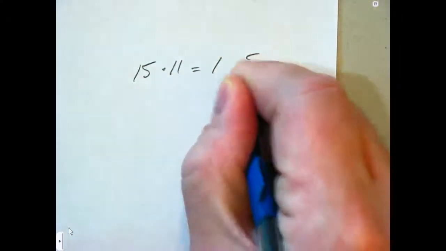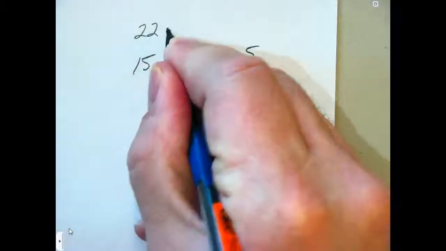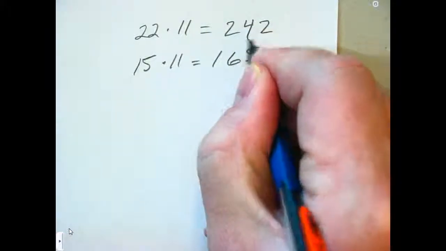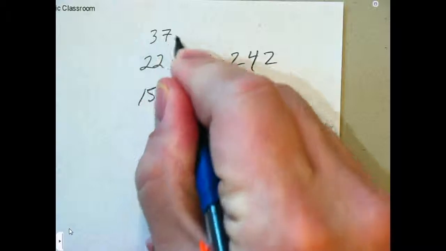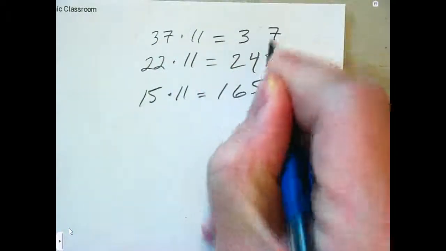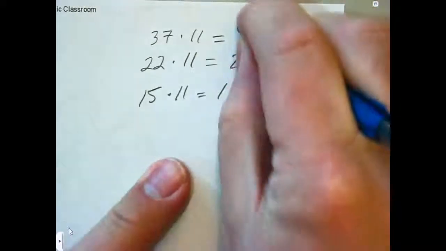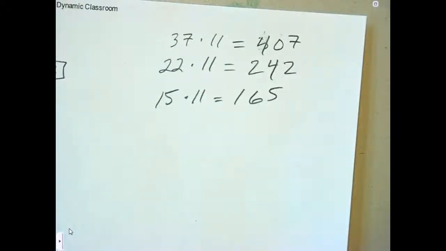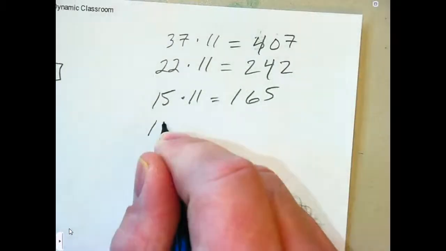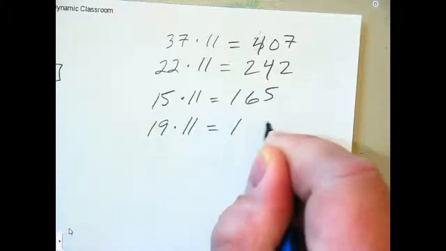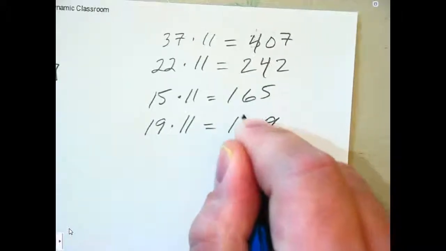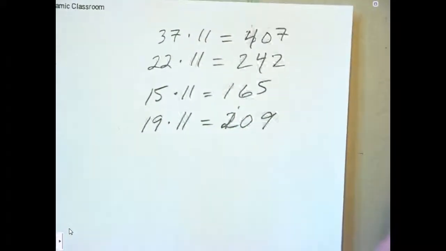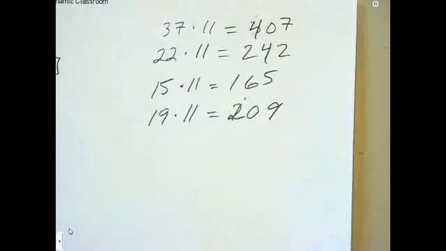Just on a side note, that has nothing to do with logs. If I'm doing 15 times 11, my answer is, if I'm doing 22 times 11, my answer is, if I'm doing 37 times 11, my answer is, check my work. Cool? Yep. All right, anyway, just a side note.